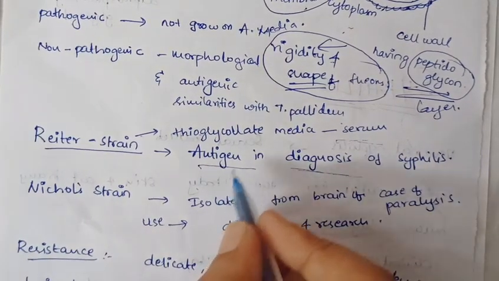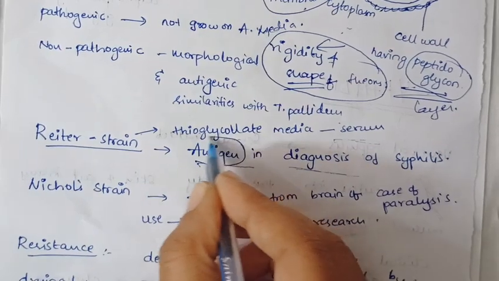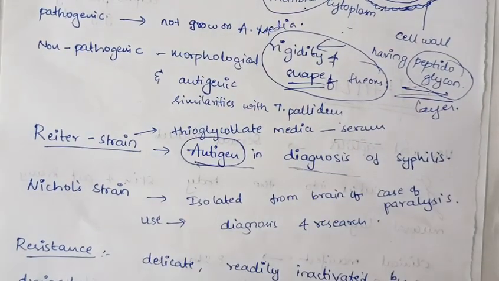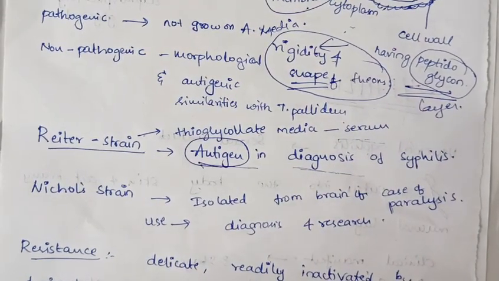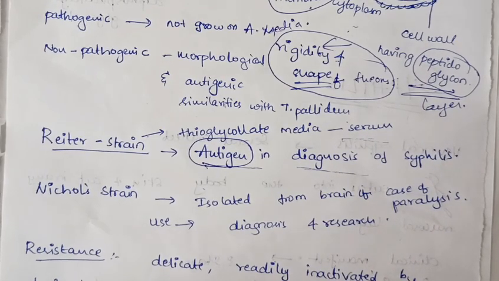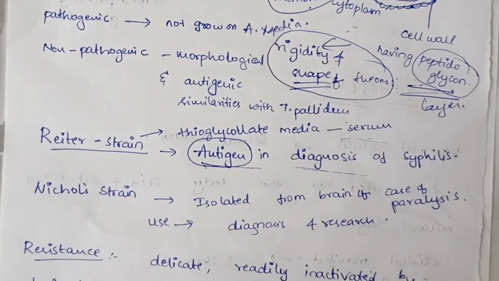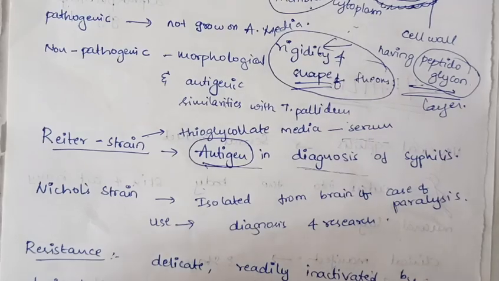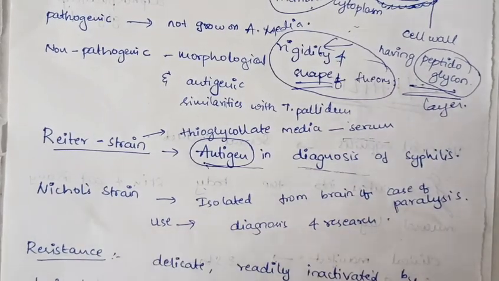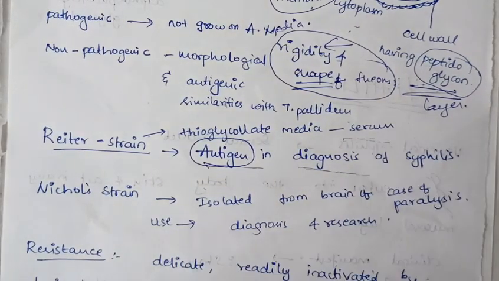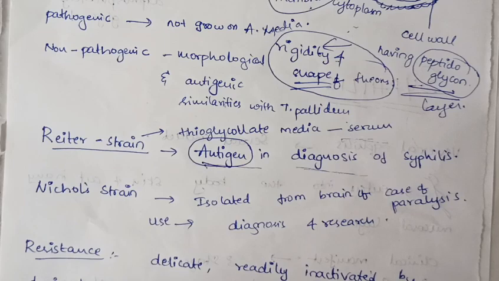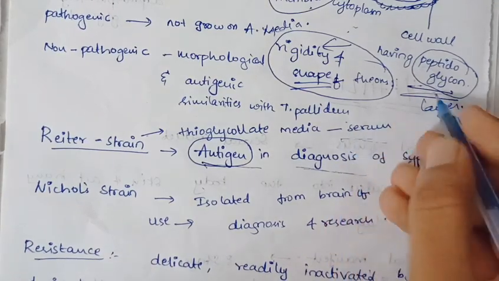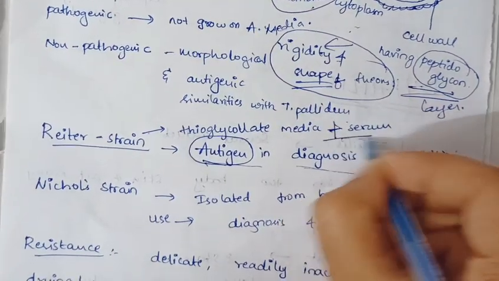Reiter strain is the most commonly used antigen in the diagnosis of syphilis. Generally, when we want to diagnose syphilis in a patient, one will test for this Reiter strain. It usually exhibits an antigen which is commonly diagnosed. Generally, this Reiter strain can be grown in thioglycolate media which has serum.